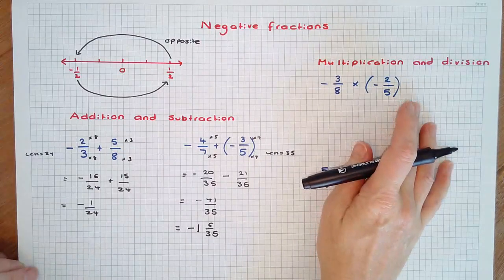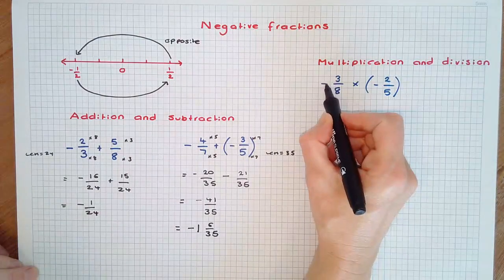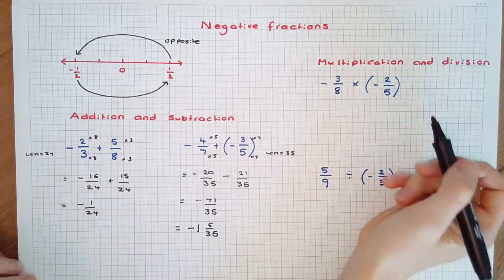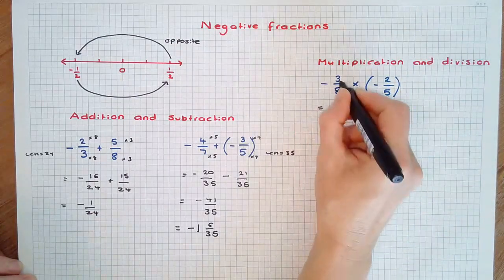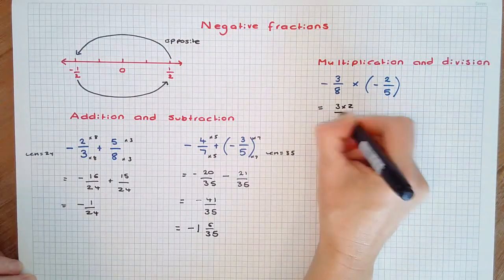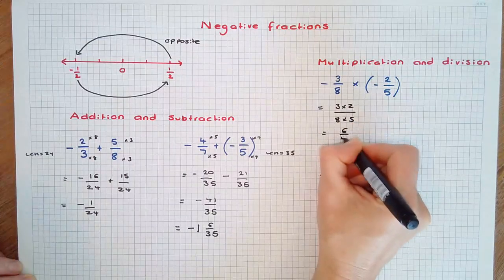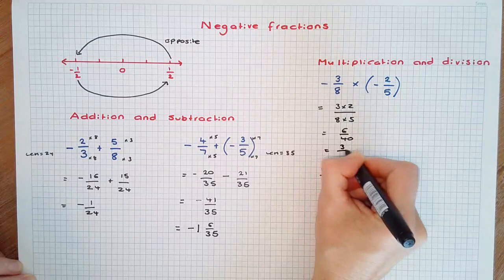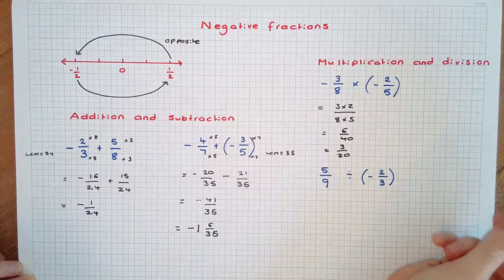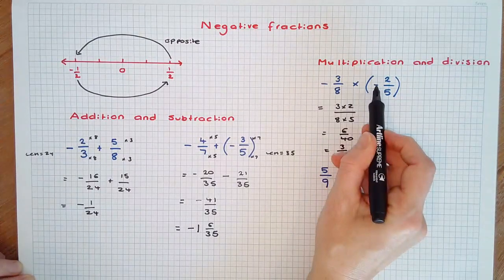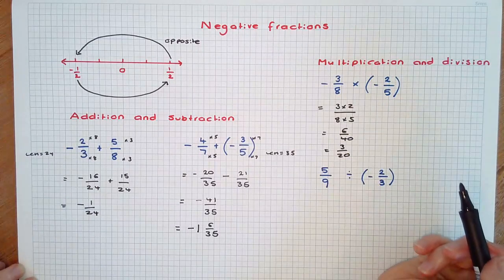Multiplication and division. You may recall that when you multiply a negative by a negative, the answer will be positive. So we can simply multiply just the numerators, multiply the denominators, getting 6/40, simplifying to 3 over 20, and the answer being positive because a negative times a negative results in a positive answer.